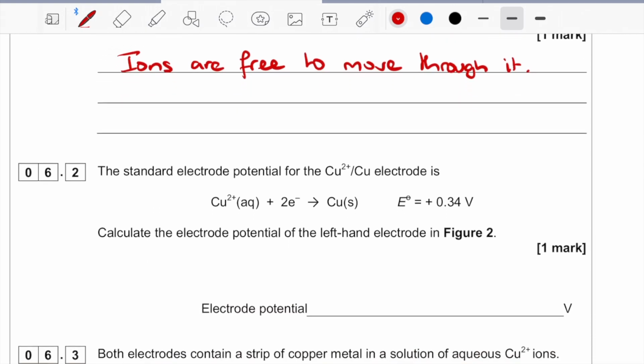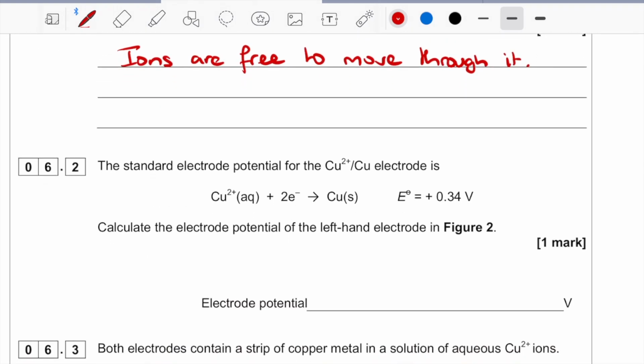Okay, the next question. It tells us that the standard electrode potential for the copper 2 plus copper electrode is, and then gives us the half equation, and then gives us the electrode potential, which is plus 0.34. Our clue here is that they're telling us that this is the standard electrode potential. We've already established that the temperature is at the standard, under standard conditions. It's 25 degrees, or more accurately, 298 Kelvin. We're assuming the pressure is atmospheric pressure, room pressure, so that's all okay.